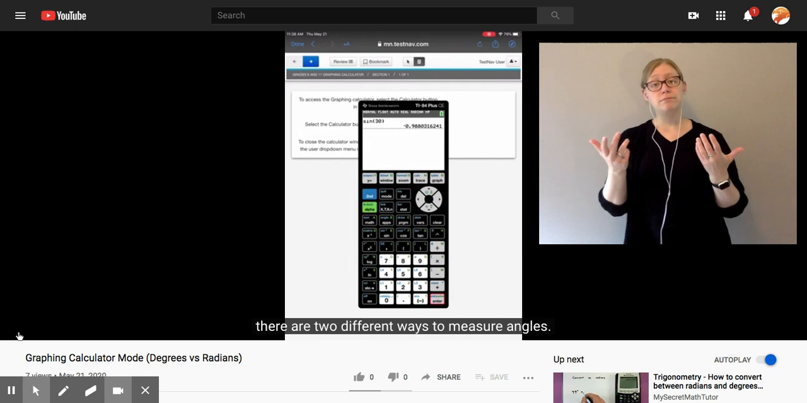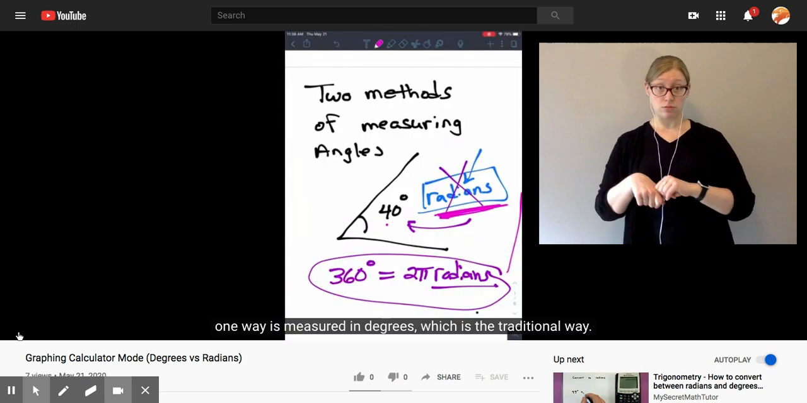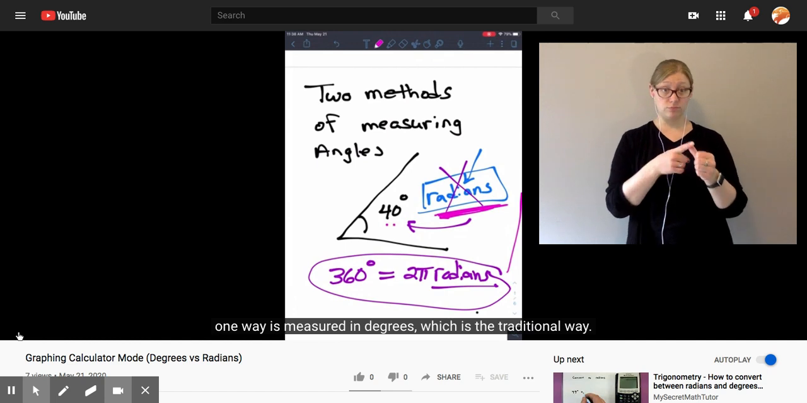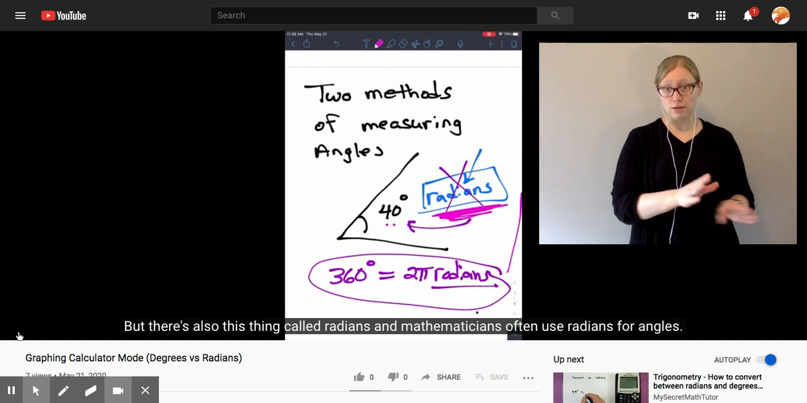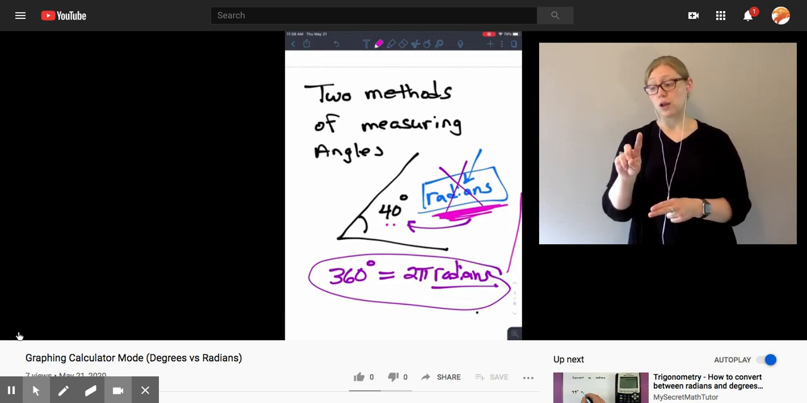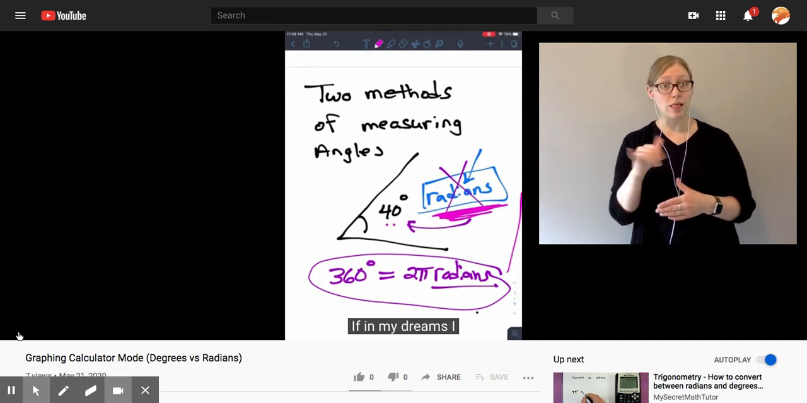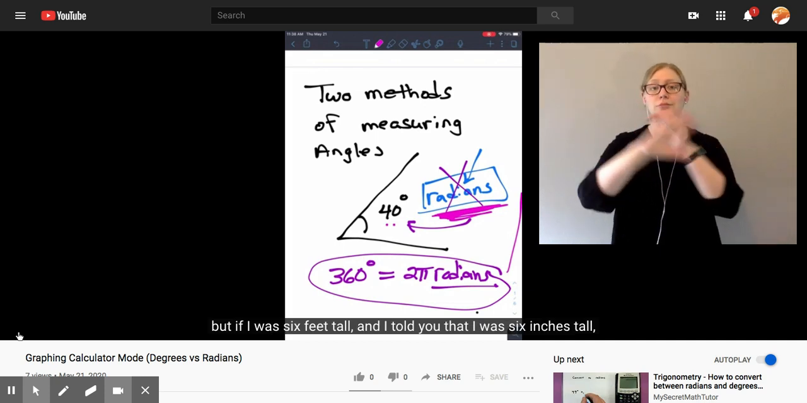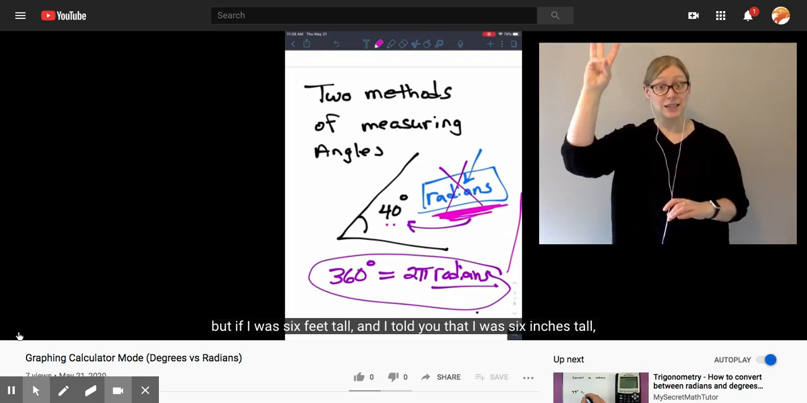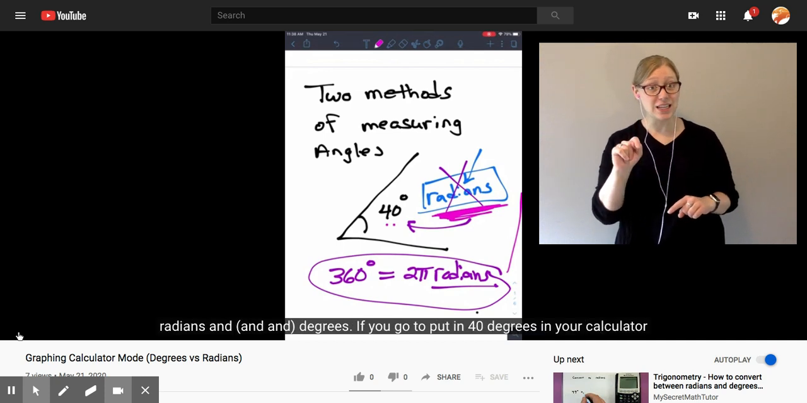there are two different ways to measure angles. And one way is measured in degrees, which is the traditional way, but there's also this thing called radians, and mathematicians often use radians for angles. Just like I could convert between inches and feet. If in my dreams I was 6 feet tall, right? I'm shorter than that, but if I was 6 feet tall, and I told you that I was 6 inches tall, that would be a very different thing. Same thing for radians and degrees.